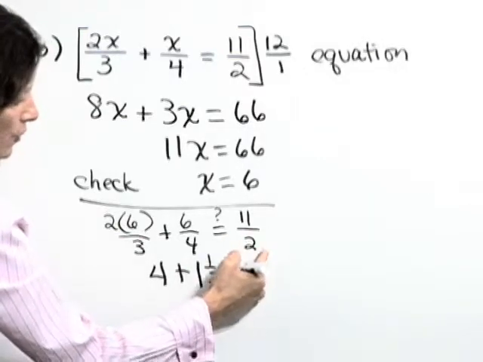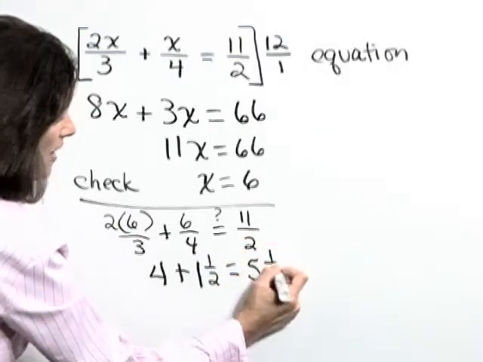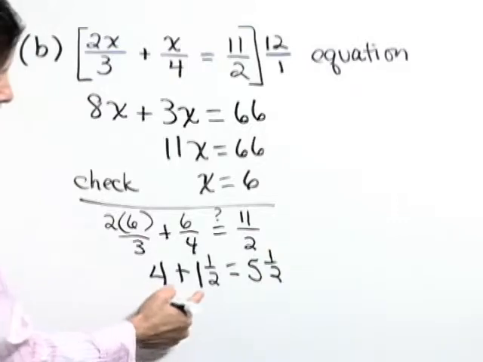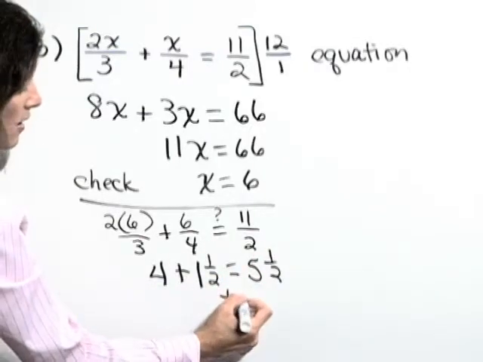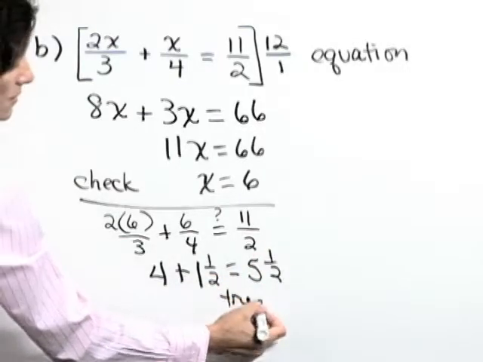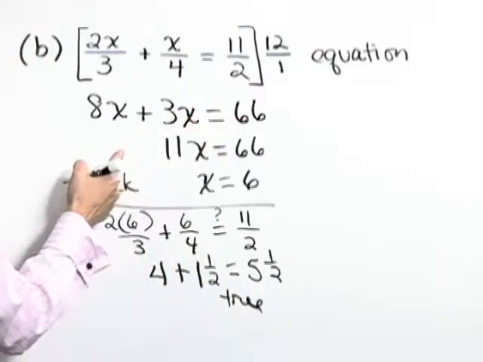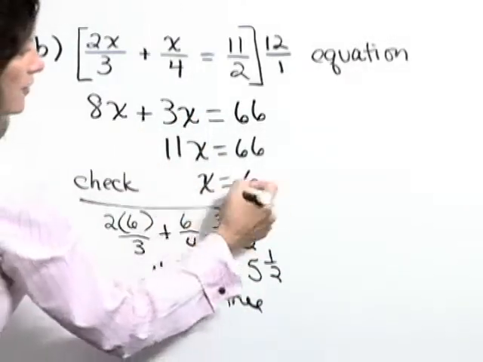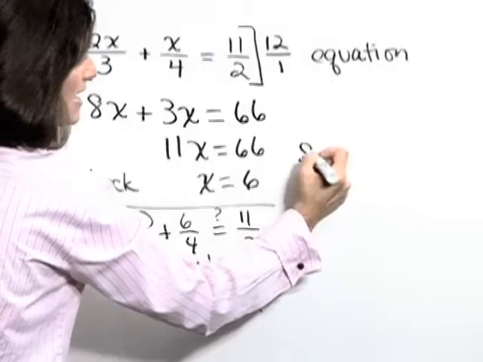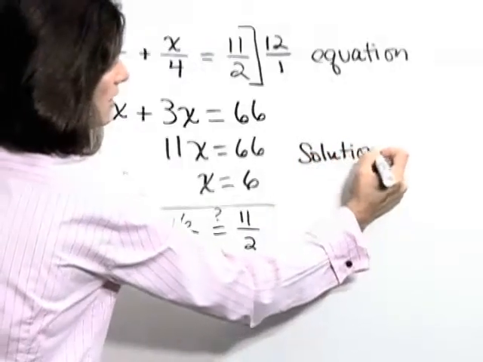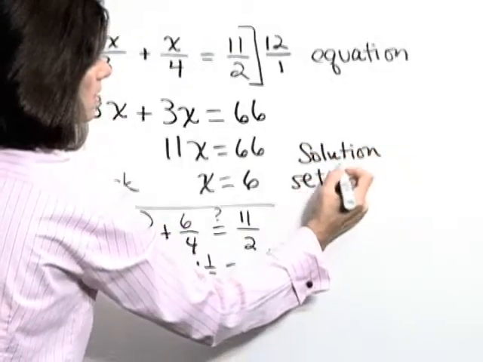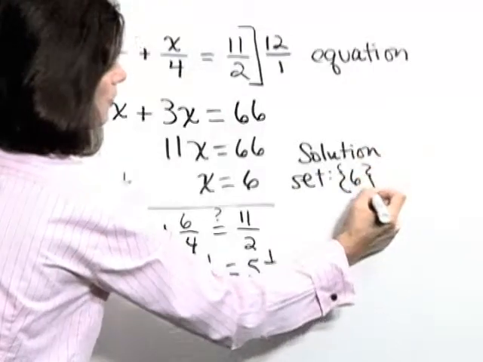Is that equal to, in mixed form, this is 5 1/2? Well, sure, 4 plus 1 1/2 is 5 1/2. That's a true statement. So we've solved this equation. Let's identify the solution by saying the solution set is the number 6.